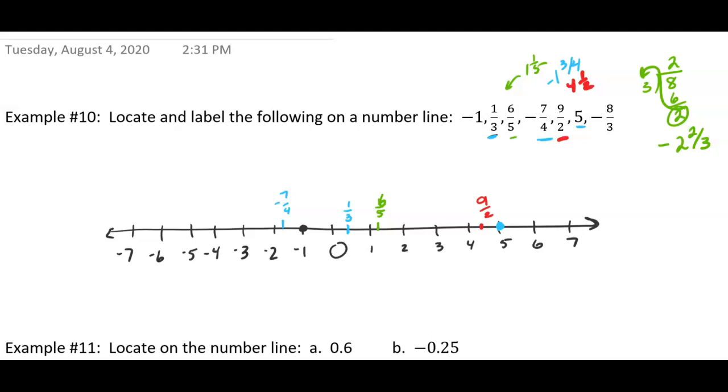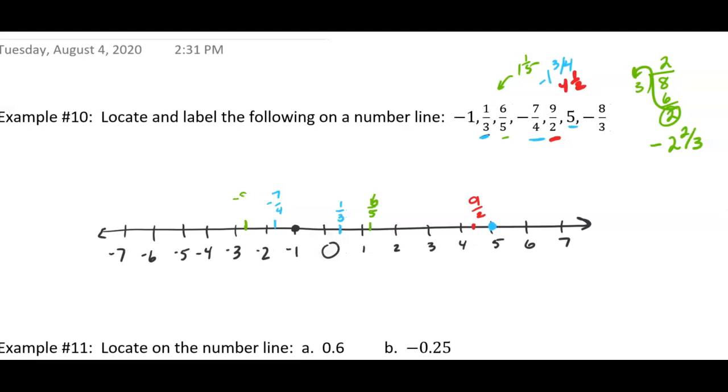Okay, -2 and 2/3. So -2, so I'm counting to the left of 0, and it's going to be closer to -3 than -2, right? So it's going to be like maybe in there. And that's going to be my -8/3. Okay, so we just kind of eyeball it, and that's how we graph these on a number line.